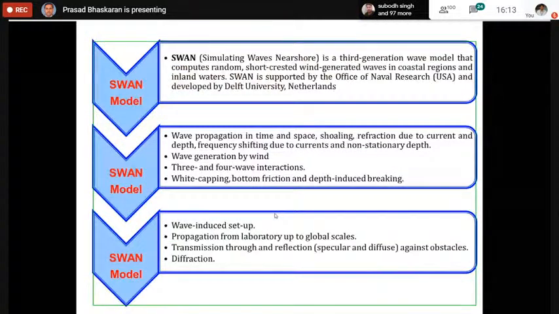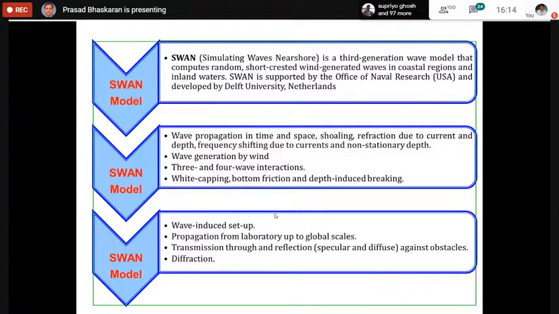Now you have another type of wave model which is developed by the civil engineering department of Delft University, Netherlands. It is called the SWAN model. It stands for Simulating Waves Nearshore. It is a state-of-the-art wave model. Today, this model is being widely used by the scientific community. Even the coastal engineers use this model because the model is proven to be very good.